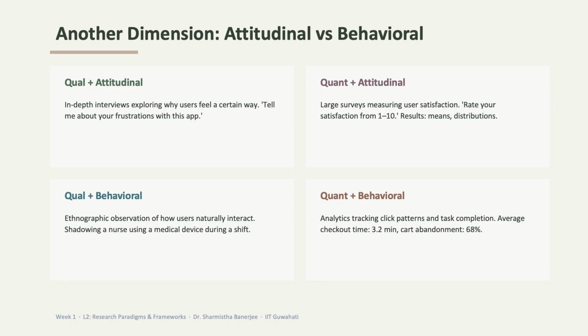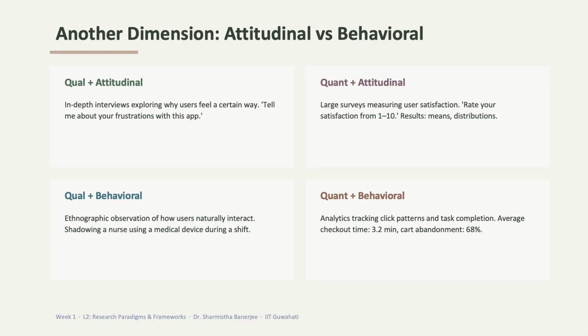Now let's say I want to do behavioral research and I have decided to go with qualitative. In behavioral research, it is qualitative. I might have to do ethnographic observation of how users naturally interact with the products. So I might have to shadow a nurse using a medical device during her or his entire shift, and then I gather a lot of qualitative insights.